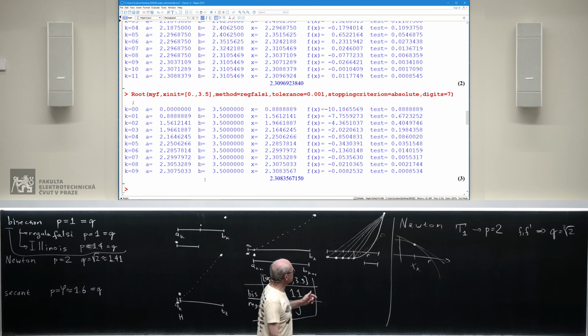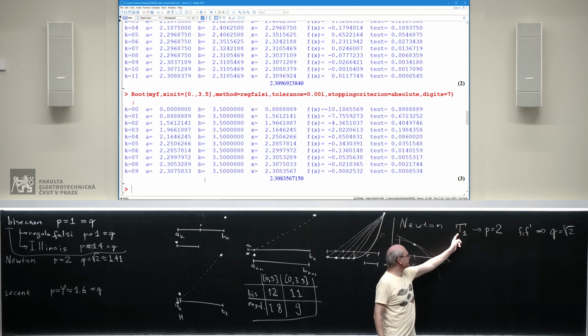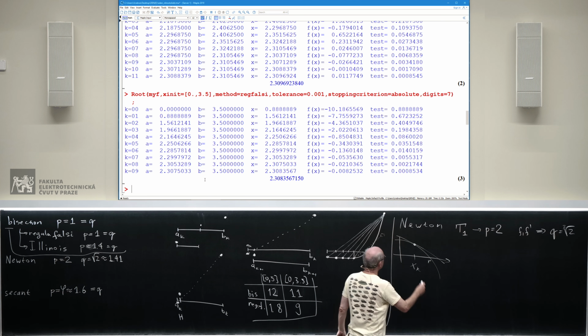What happens if instead of Taylor polynomial of degree 1, we use degree 2? Well, from the picture it would seem that this could work much better.